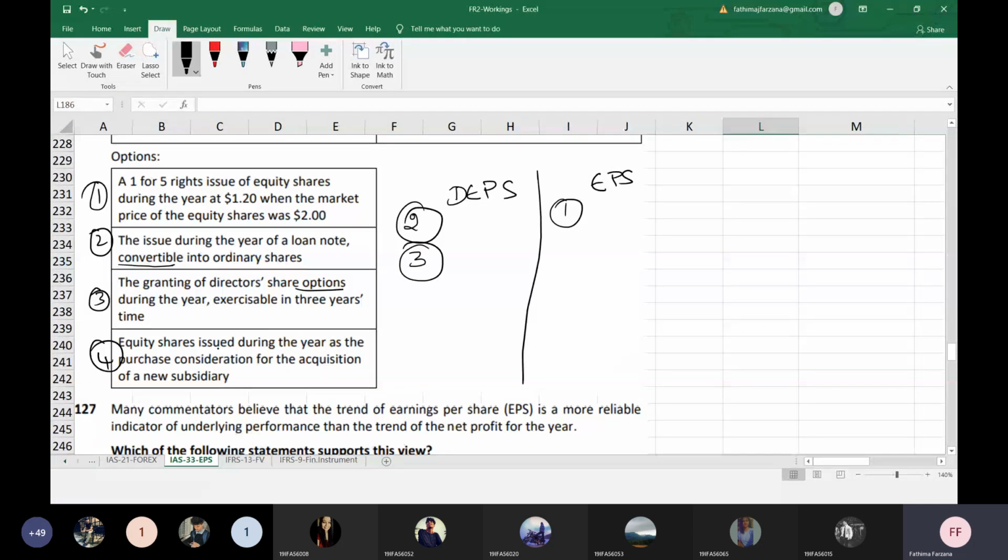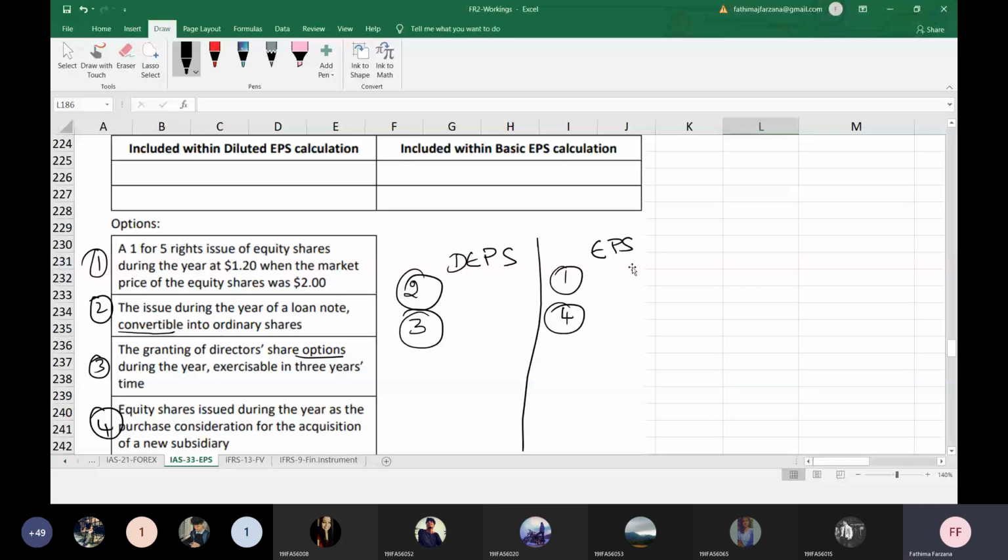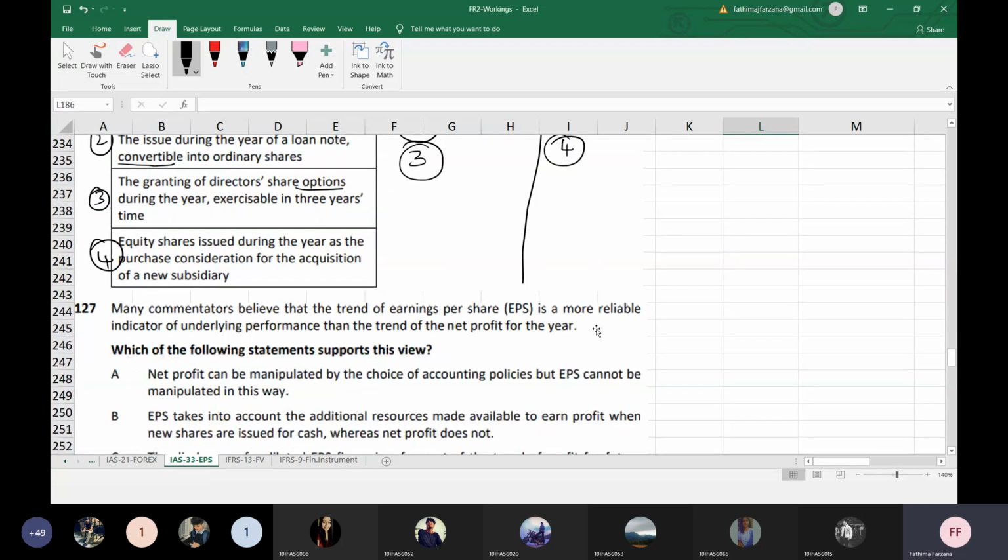So DEPS. Then next, equity shares issued during the year as purchase consideration for acquisition of a new subsidiary. Only earnings per share, because you don't have any convertible or futuristic aspect there. So you have to place accordingly. If this type of question is given, I think you have to pull and drag and drop there. You'll have some different interactive question papers, so you have to drag the option there.